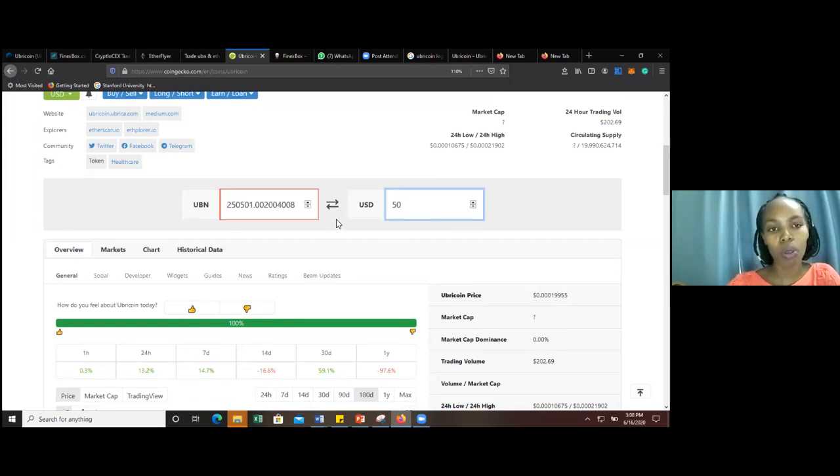So this is a very good way for you to know, if you're buying Ubricoins from another person, how many Ubricoins you will get into your wallet. So it's a good idea that we have a platform where people can check how many Ubricoins they are going to get in the market.